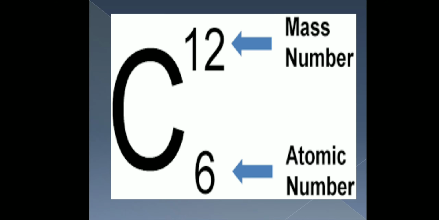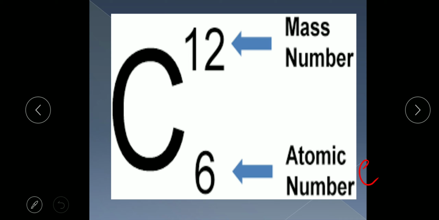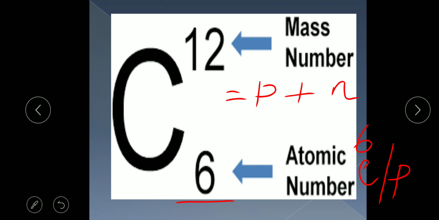So what is the symbol for carbon? Capital C. What is its atomic number? 6. What is its mass number? 12. Atomic number is equal to the number of electrons, or we can say the number of protons, whereas mass number is the sum of the number of protons plus the number of neutrons. Now you have to tell me what is the number of electrons in a carbon atom. That is 6. So electron is 6. Number of protons in carbon, that is 6.